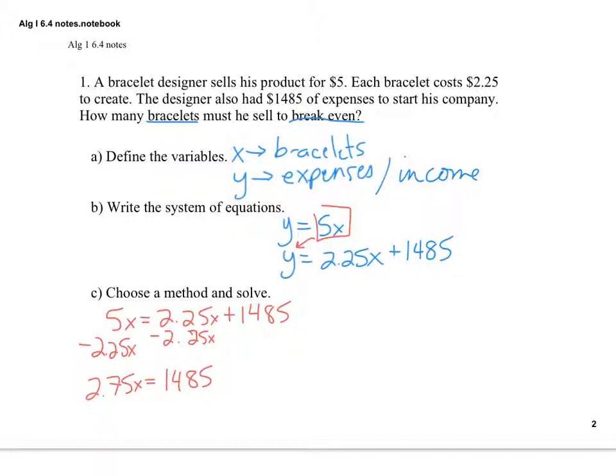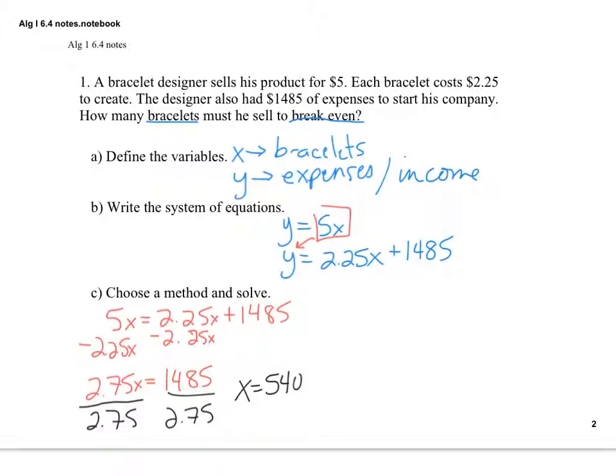You'll learn that sort of terminology later, maybe in a business class, but for now let's figure out how we solve this one. Let's get x by itself by dividing both sides by 2.75. And when we do that, I'm going to pause it and use my calculator. All right, I figured out that x is going to be equal to 540.